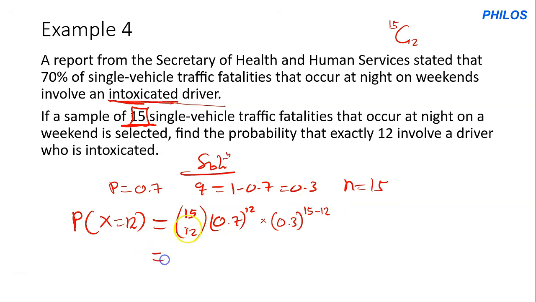Now when you take 15 combination 12, you get 455 times 0.7 exponent 12, which should give you approximately 0.01384, times... Now 15 minus 12 is 3, isn't it? 0.3 exponent 3 should give you 0.027. So when you multiply the three of them, you get 0.17004. So that is the answer to this question as well.